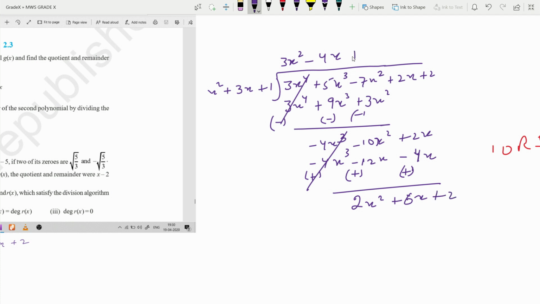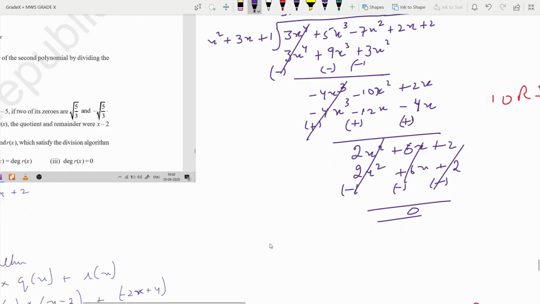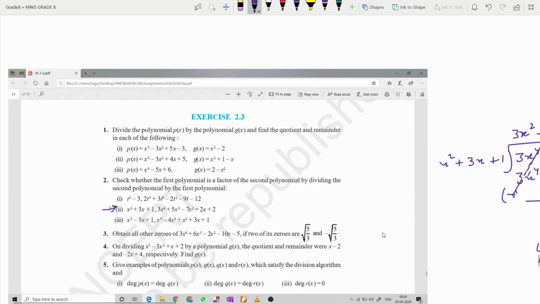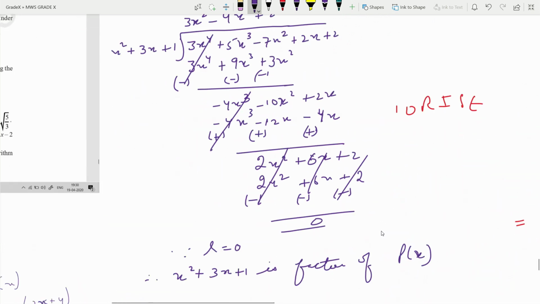Now we need to do it by 2. 2 into x square, 2x square, 2 into 3x, 6x, 2 into 1, 2. So all cancels out. In this question, we can write that since r is equal to 0, therefore x square plus 3x plus 1 is a factor of the given polynomial. Okay, so this is over. I hope your doubt, Kush, is clear now.